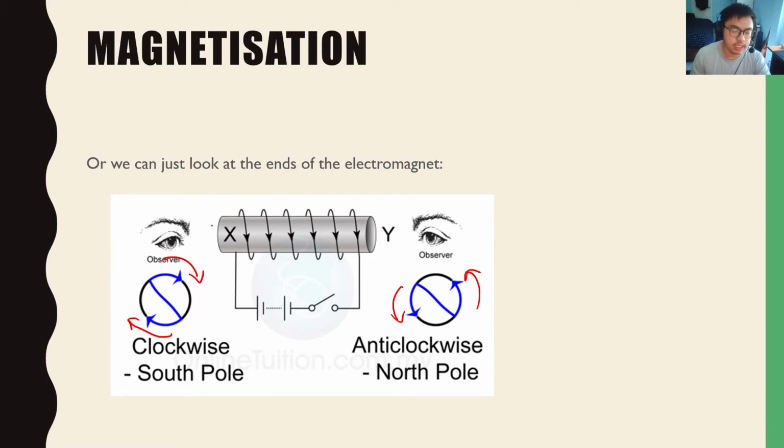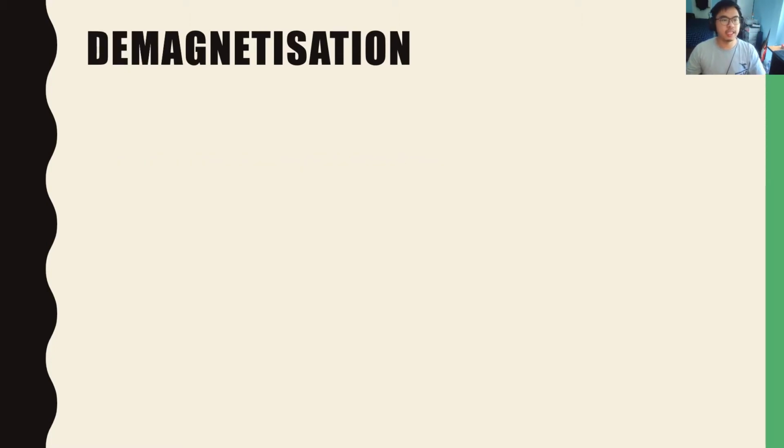So you can easily remember this with these two drawings here. So that this is the south pole. So clockwise, south pole. Another drawing here: anti-clockwise is north pole. Now let's talk about demagnetization.